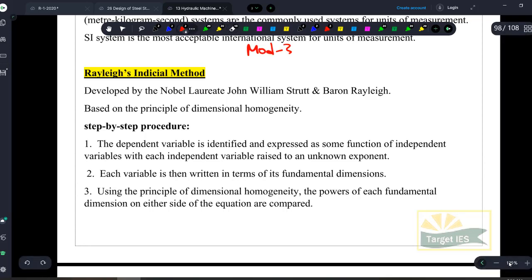Let us continue with module number 3 of our dimension analysis, and this is going to be a very important module because I am going to explain a concept which students often misunderstand, which is Rayleigh's-Indigel method as well as Buckingham Pi method. Okay? So two methods we are going to study today. First, let us start with Rayleigh's-Indigel method.